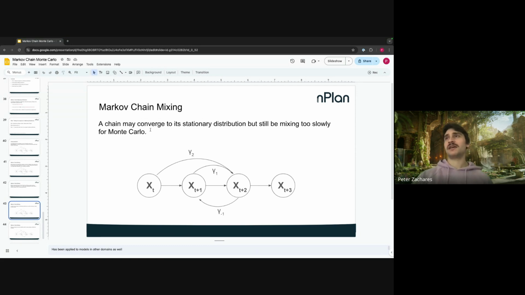Yeah, and they even say in the paper, a chain may converge to its stationary distribution, but still be mixing too slowly for Monte Carlo, which means that you can't use it because it's not mixed well enough.